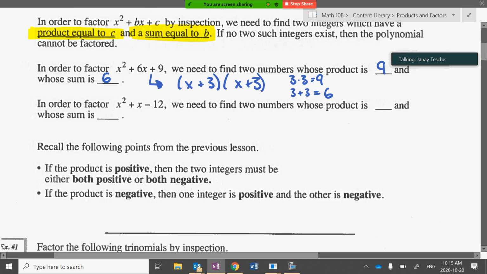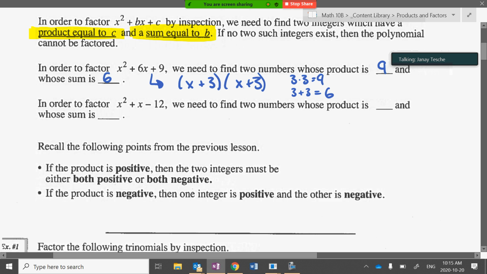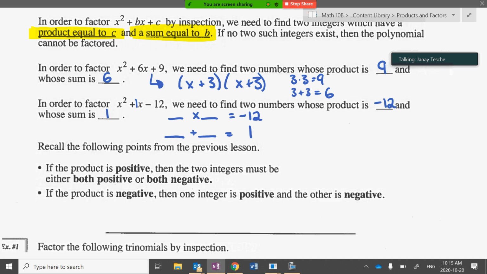So this next one, x squared plus x minus 12. So we need a product that's minus 12 and a sum of 1. Remember, when there's not a number, there's like a hidden number 1. So what are two numbers that multiply to equal a negative 12 but add to equal 1? Anyone? Two numbers that multiply to 12, add to 1.